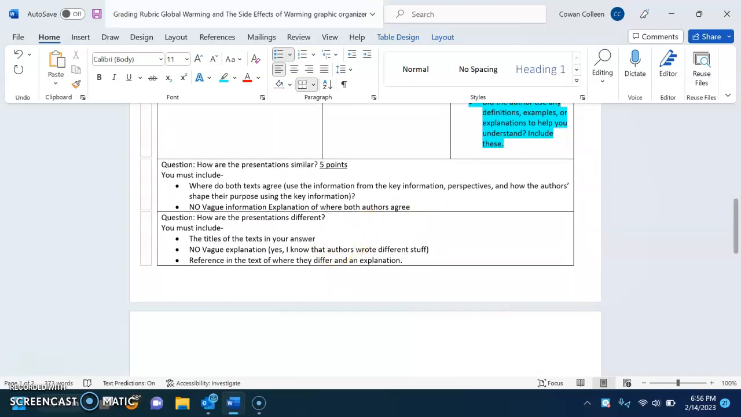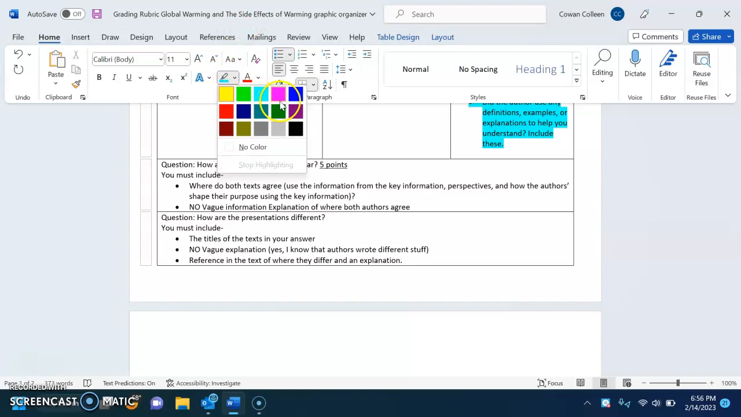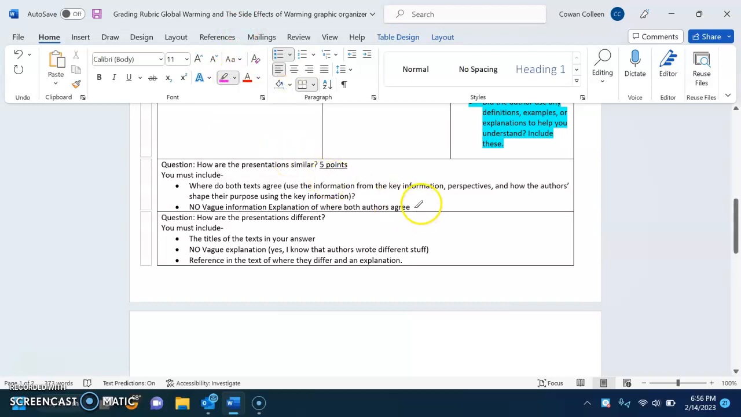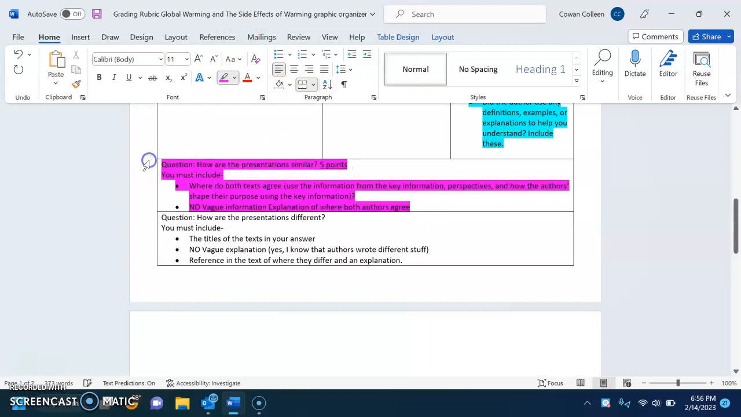Now, next part of this. Some people started to get these today. Some people are going to get them next week. You're probably going to have to go a little bit broad on this, or we'll just start a different text. So the first question, how are the presentations similar? Up to 5 points here. I know I usually get you to write a whole paragraph. For this instance, on this particular assignment, no.